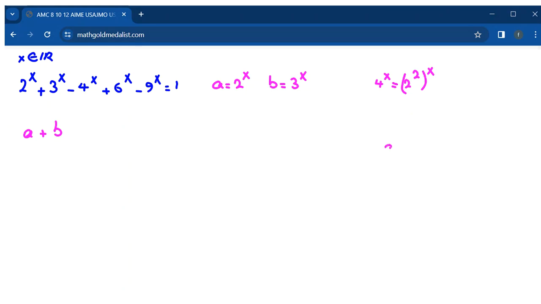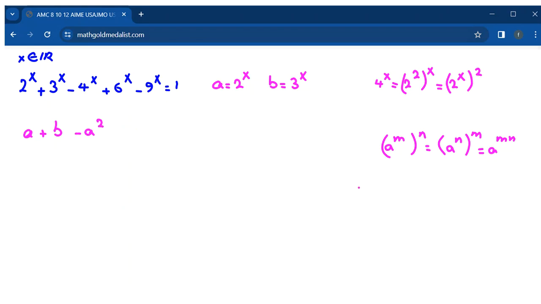And by power rule, we can say a to the m to the n is equal to a to the n to the m is equal to a to the mn. So we can switch, like here, 2 to the 2x, it will be 2 to the x squared. So it will be what? It will be a squared minus a squared.